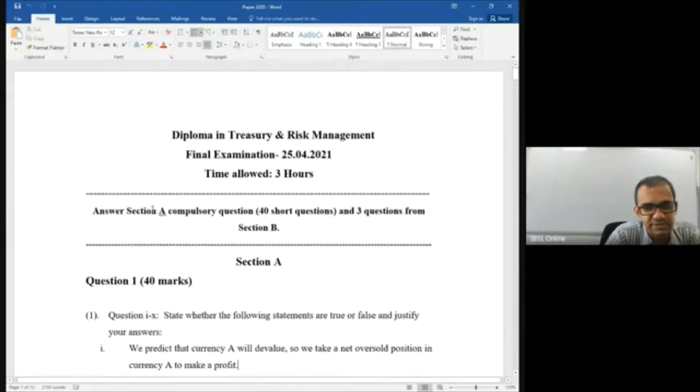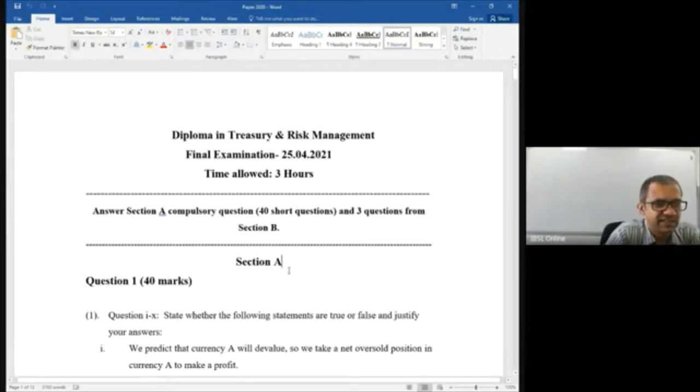There are two sections, section A and section B. This would be the same structure this year as well. In section A, there are 40 short questions. You get 40 marks. And in section B, there are 5 questions. You have to answer 3 questions.